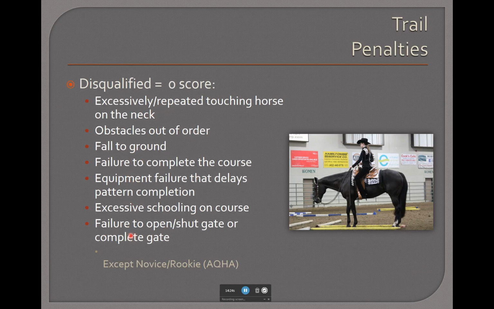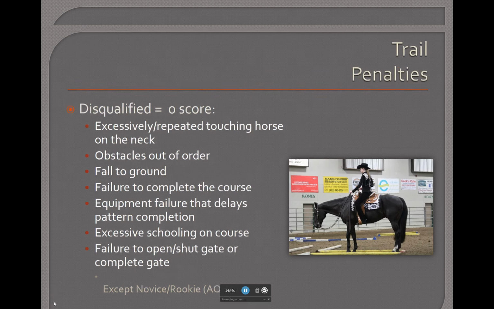The only one is if you don't get the gate open and shut, and you're showing in the novice or rookie division for the quarter association, these are just placed below anyone that did not do that. So there are a few things like that. And again, many of those deals you have to really double check what association you're judging for to make sure that you do things correctly.